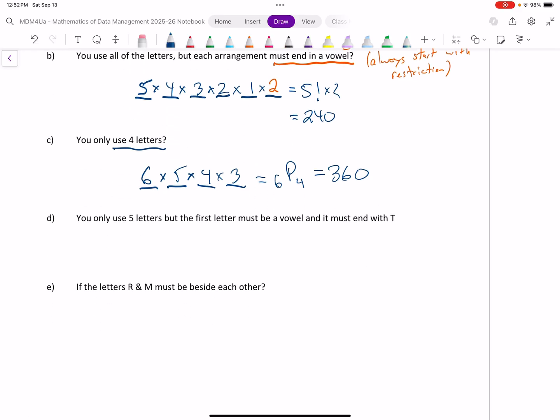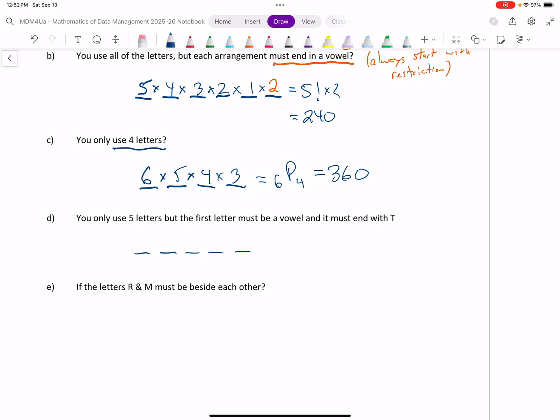Part D says you use only 5 letters, but the first letter must be a vowel, and it must end with a T. Oops. So I'm going to use 5 spots. What that means is that there's 1 letter that isn't used each time. I have the option of the 6, but I can only place 5 of them.